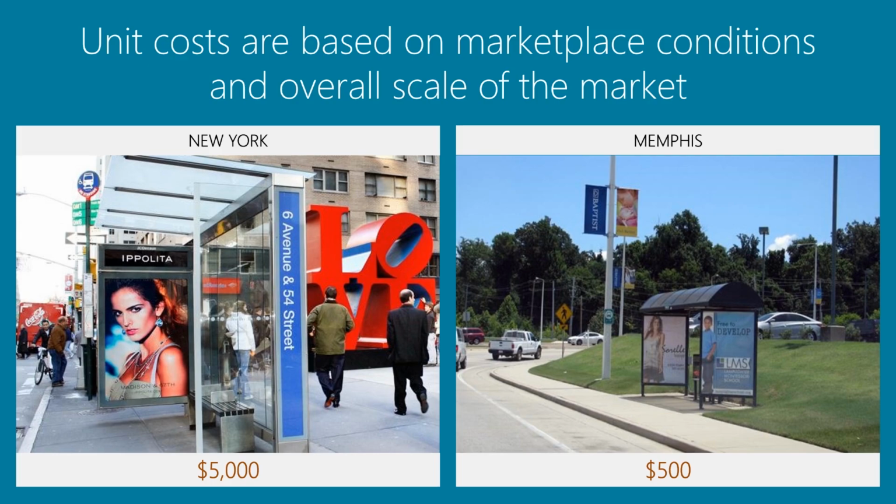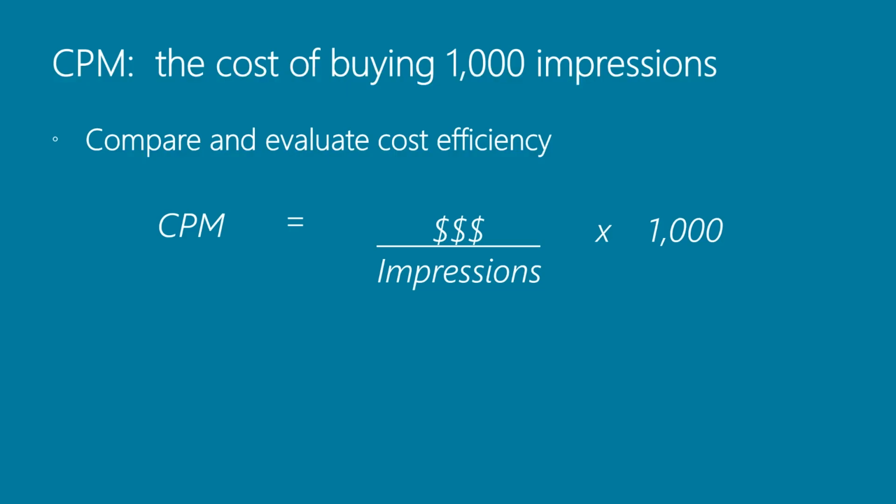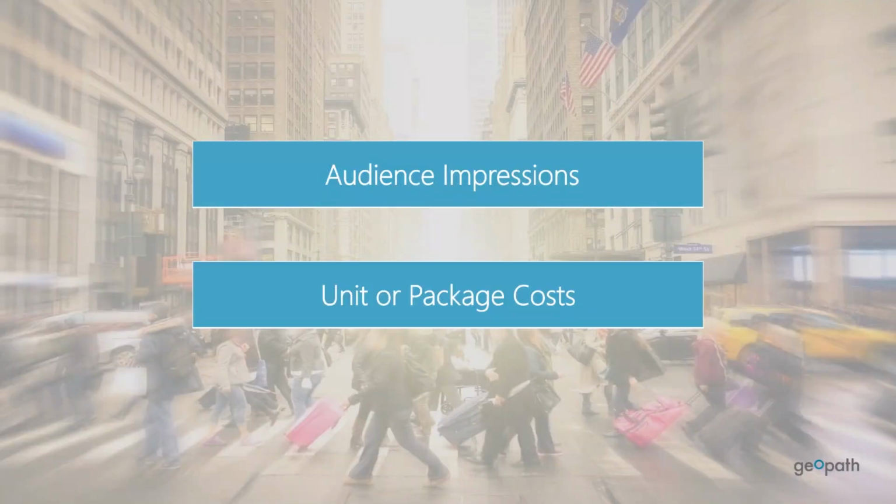of $500. CPM, which stands for cost per thousand, is the cost of buying 1,000 impressions. CPM is the basic value measurement for all media, and it is used to compare and evaluate the cost efficiency of different media vehicles or schedules. To calculate CPM, take the unit cost, divide by the unit's total impressions, and then multiply by 1,000. CPMs allow us to easily compare the value of units based on two variables, audience and cost.